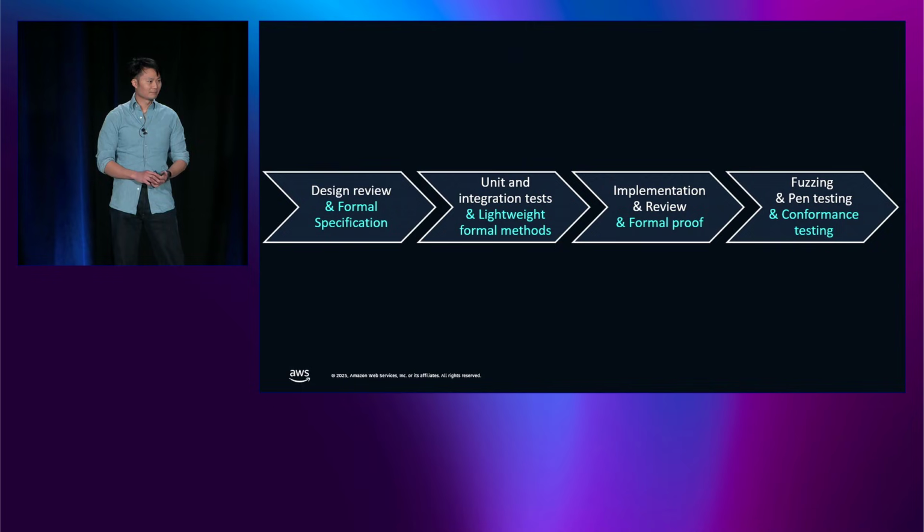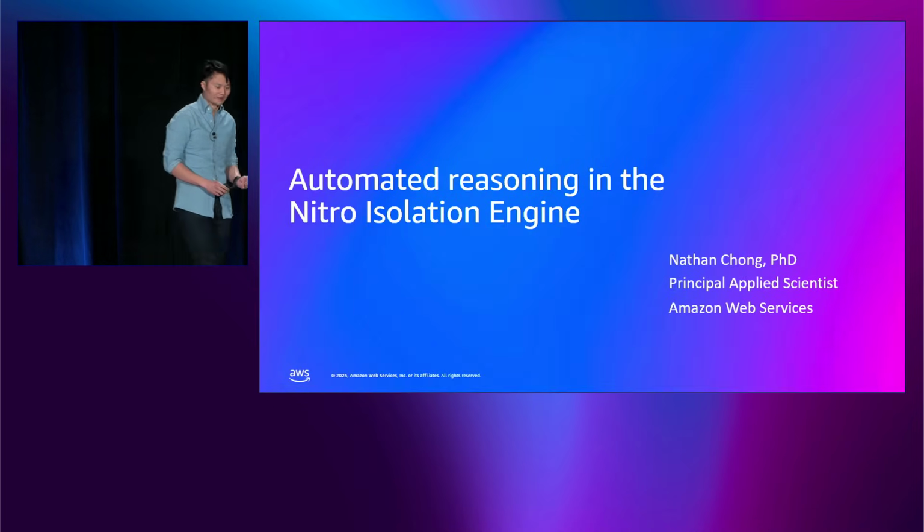Hi, I'm Nathan Chong. I'm Principal Applied Scientist at Amazon. In this part of the talk, I'd like to give you a more tangible understanding of automated reasoning, what it is, how we've used it, and the deep and durable value it provides. So, what is automated reasoning?